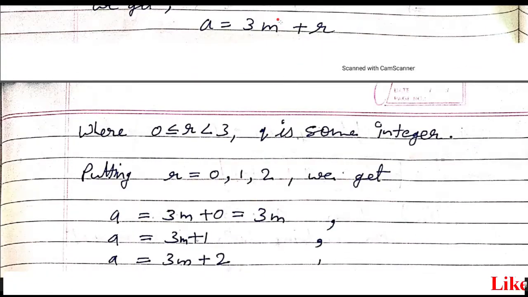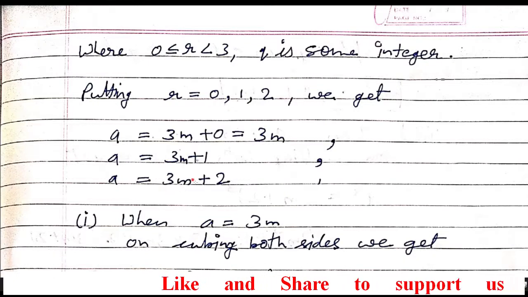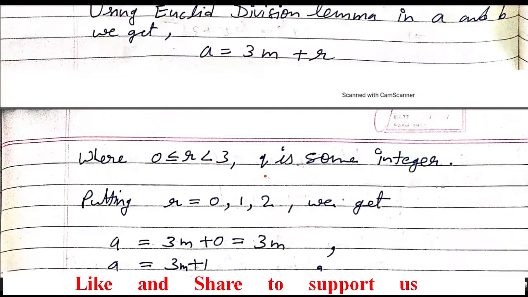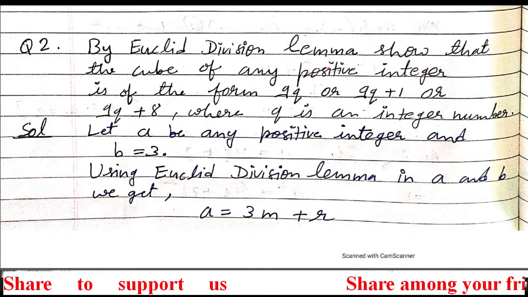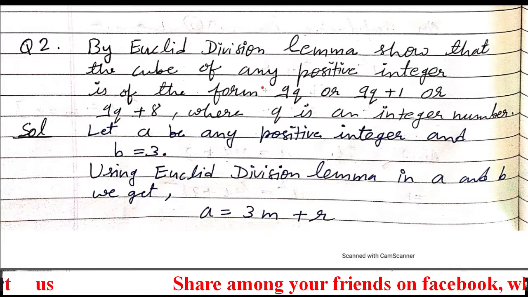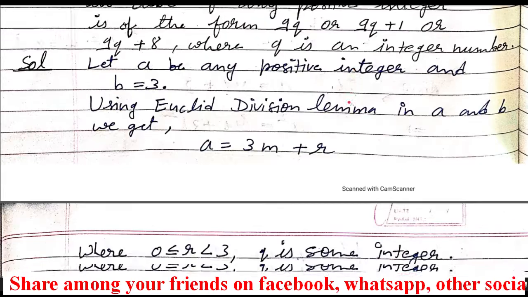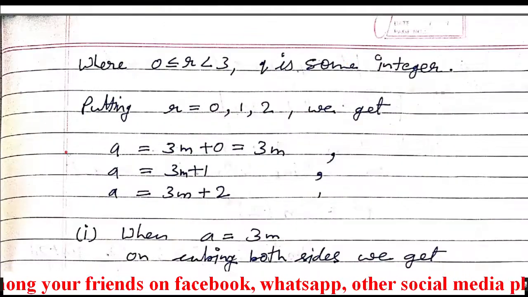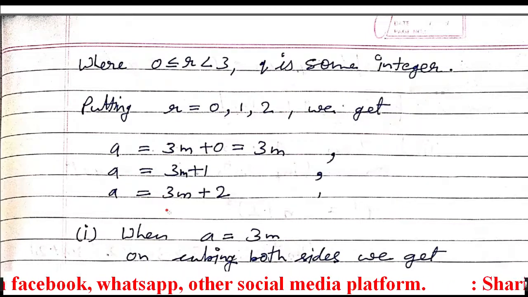Now in a equal to 3m plus r, we will substitute r equal to 0, 1, 2 one by one. That will give us a is equal to 3m, then a is equal to 3m plus 1, then a is equal to 3m plus 2. Now in question number 1, they had only asked to prove for the square of positive odd integers, so we selected odd numbers. But here we have to prove for any positive integer, either even or odd. So whatever options we got, we got only 3 options, and for all 3 we have to prove.